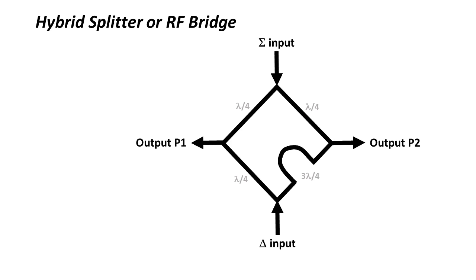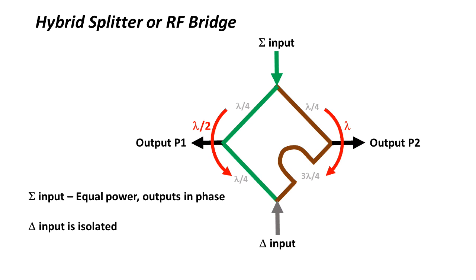This works as follows. If power is fed into the sigma port, it splits equally in power and travels by a quarter wavelength of feeder to the two output ports. The outputs are thus in phase and of equal power. The power travels half a wavelength to the delta port by this route and one wavelength by this route. The signals at the delta port are therefore 180 degrees out of phase and thus cancel. This means that no power is fed out of the delta port, which is in effect isolated.